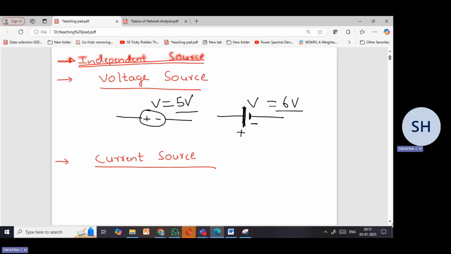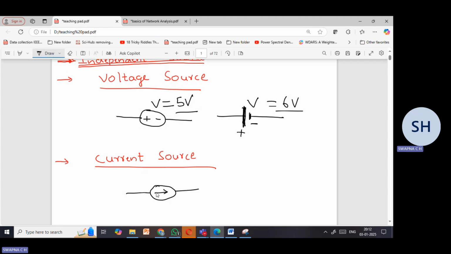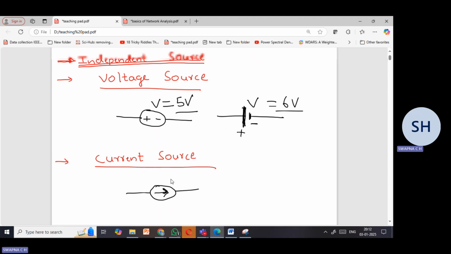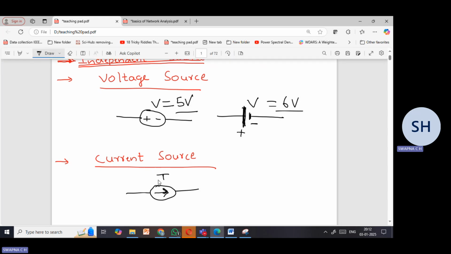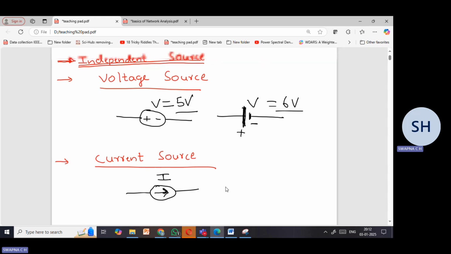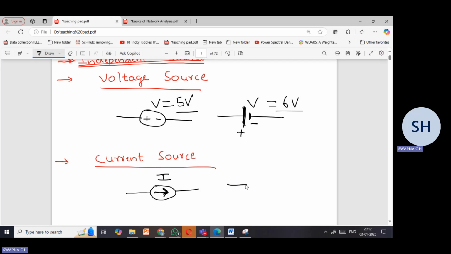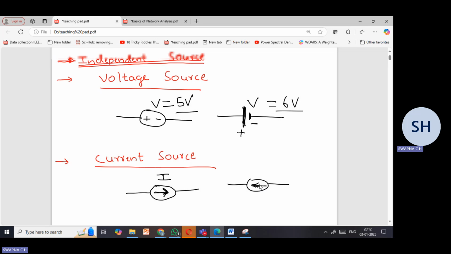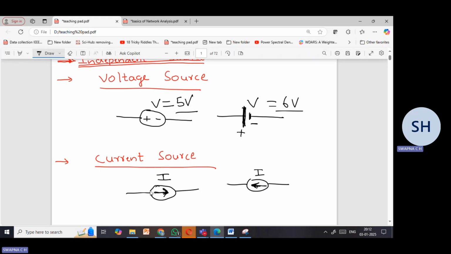Then comes the current source. Usually the current source is denoted with an arrow, where this arrow indicates the flow of current. Generally it is represented with I. The direction of this current source can be this way or any way. But if you have an arrow, then it indicates that it is a current source.